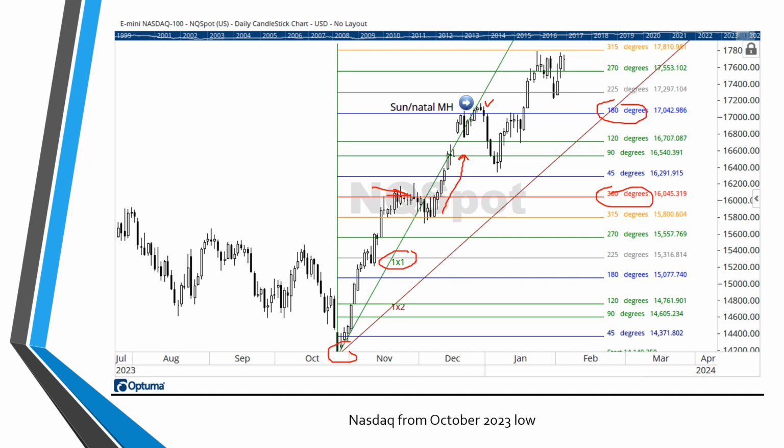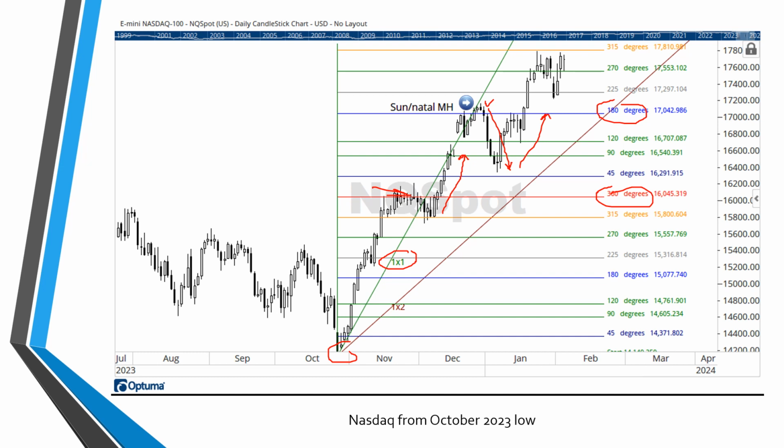So after that 180-degree increment, Nasdaq fell down, but then it started to go again. And again, look at the slope that it follows on the next push higher. It follows that 1x1 general trend direction. So where are we now?